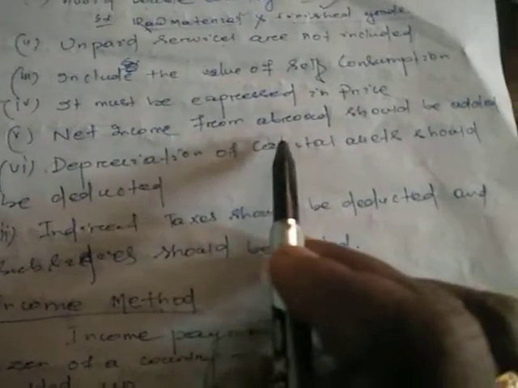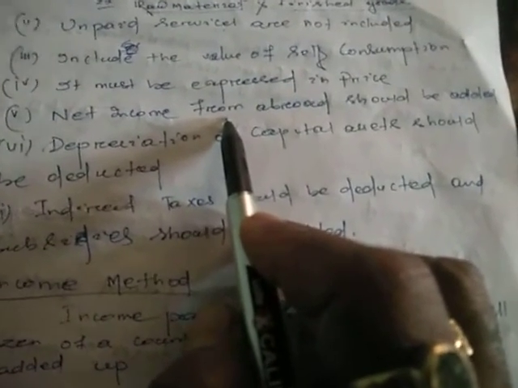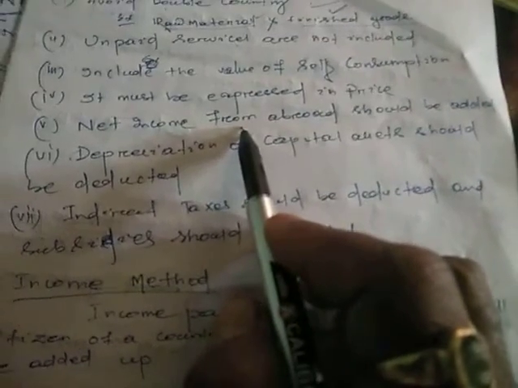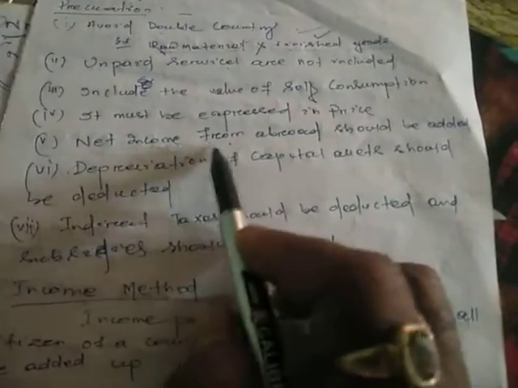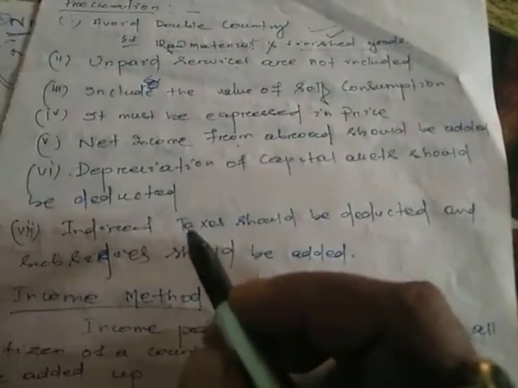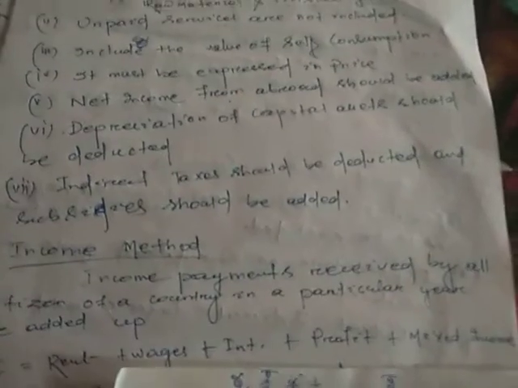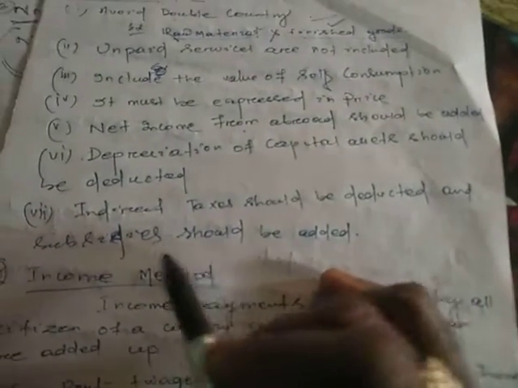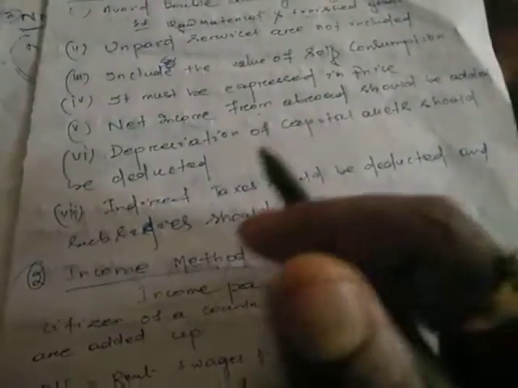And net income from abroad should be added also. Net income from abroad in the sense outside. He or she must be an Indian, and earns income from outside, from any other country, right? That is net income from abroad. And depreciation of capital assets should be deducted also. From capital assets, depreciation should be deducted. That we already discussed in the NNP part. Then indirect taxes should be deducted, and subsidies should be added. So all these precautions will be maintained in the case of the first method when you calculate national income.